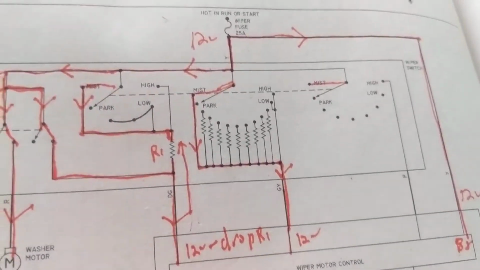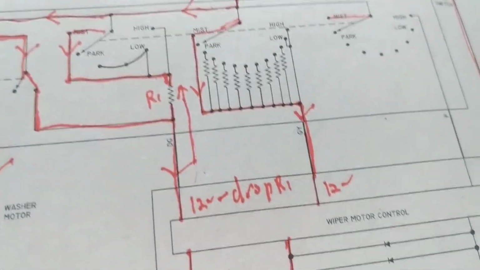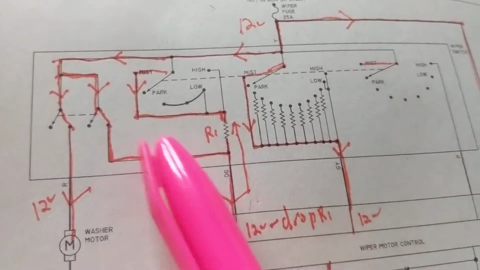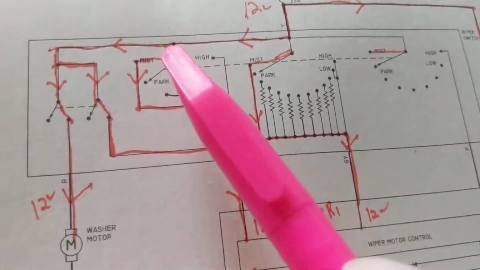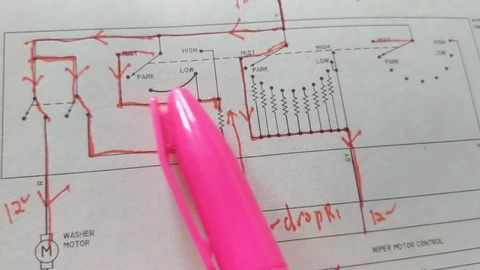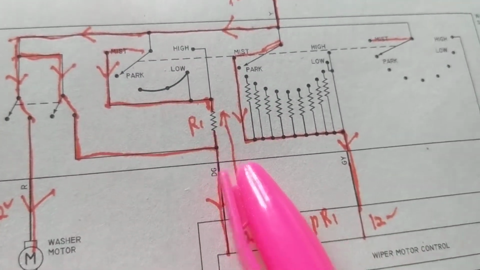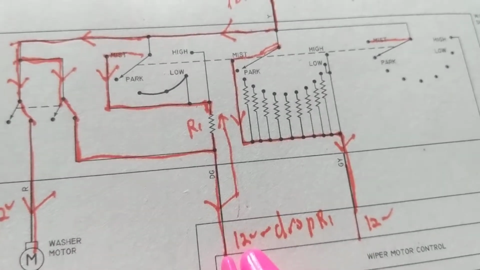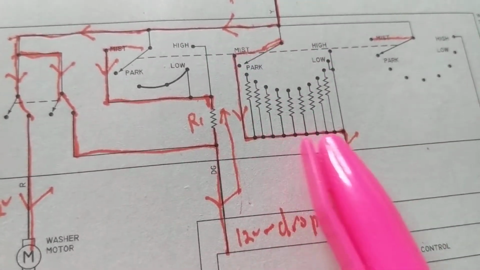Okay? So therefore, when I just spray the windshield, this is in this position, allowing current to flow here. This in this position, allowing current to flow here.